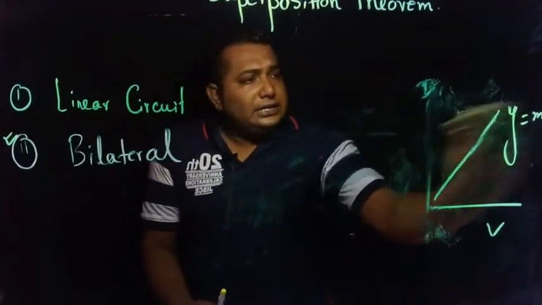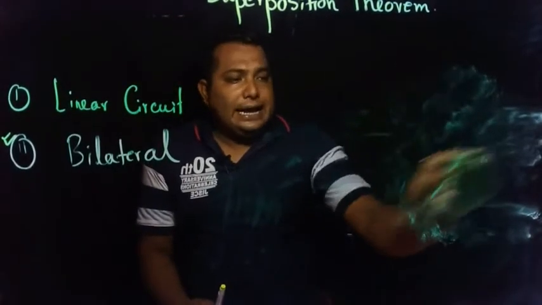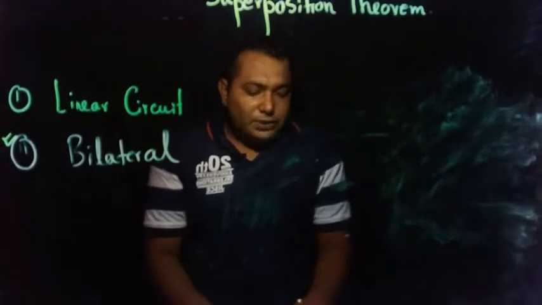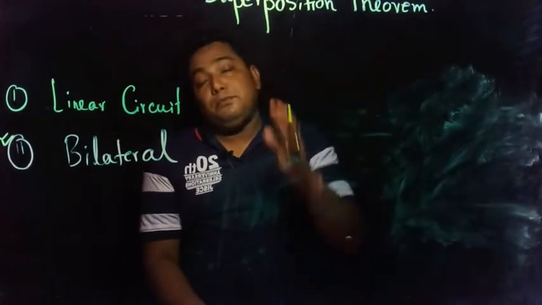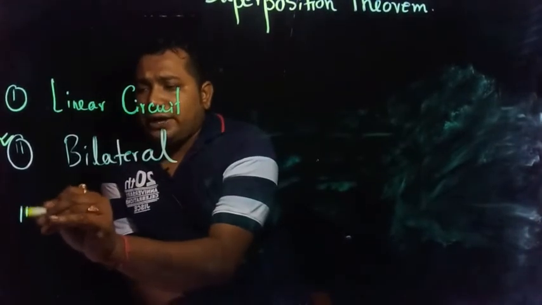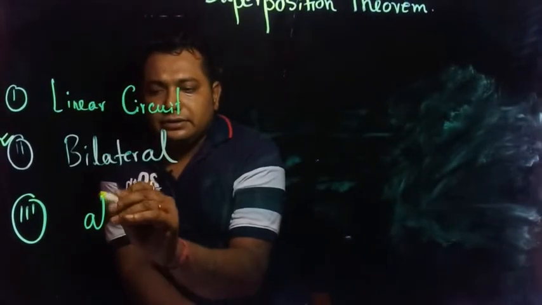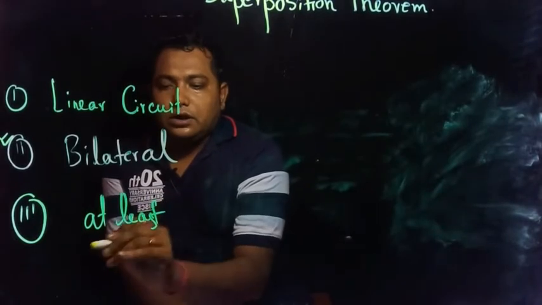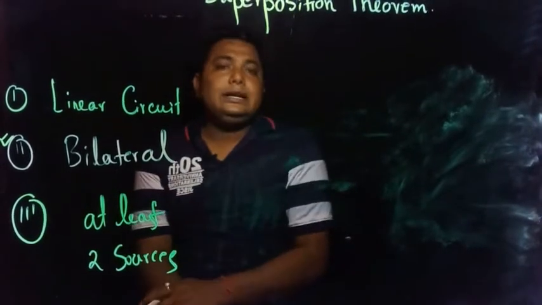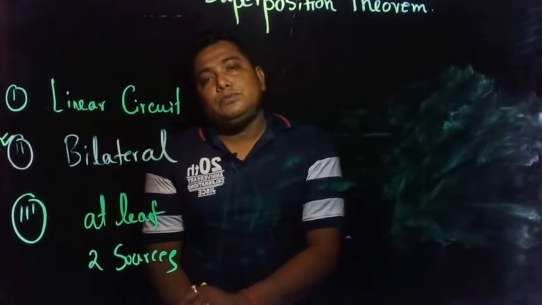The first two conditions for applying the superposition theorem are that the circuit should be linear and the circuit should be bilateral. And after that, the most important and unique characteristic of the superposition theorem is that the circuit must contain at least two sources. That means a circuit which contains at least two sources, maybe voltage, maybe current, there only we can apply this superposition theorem.